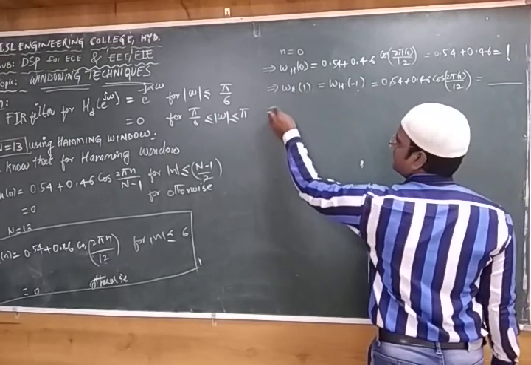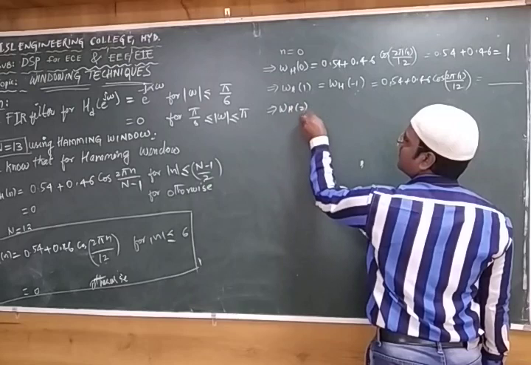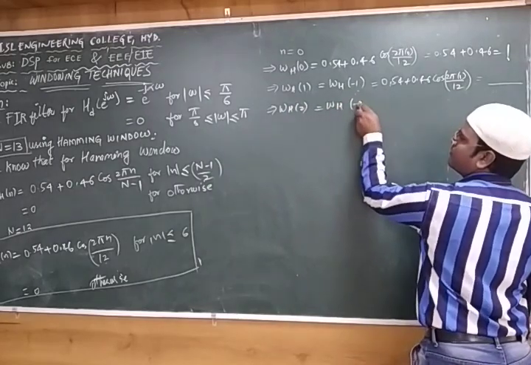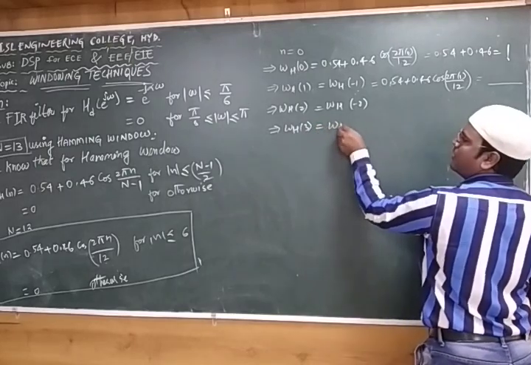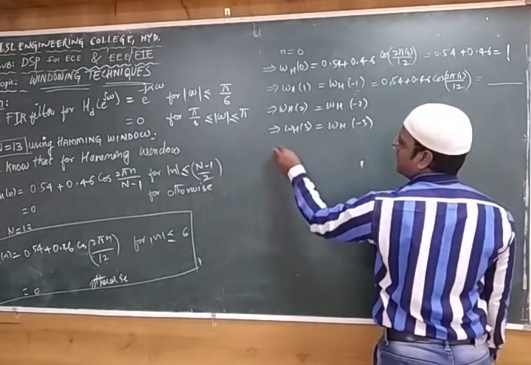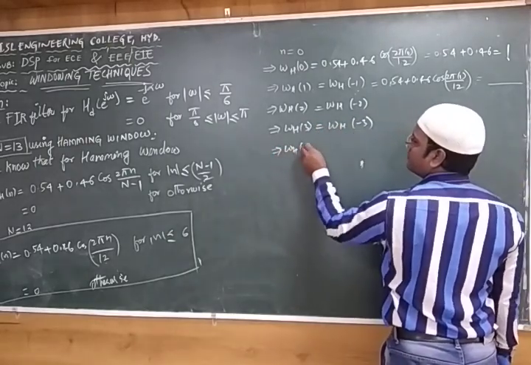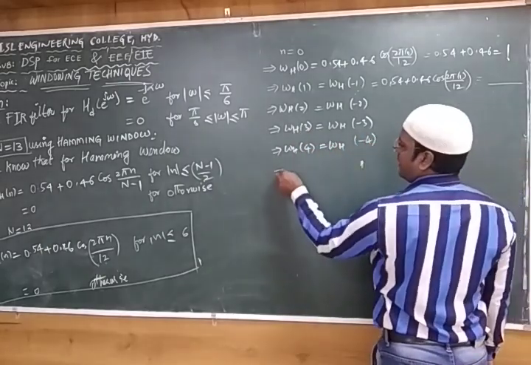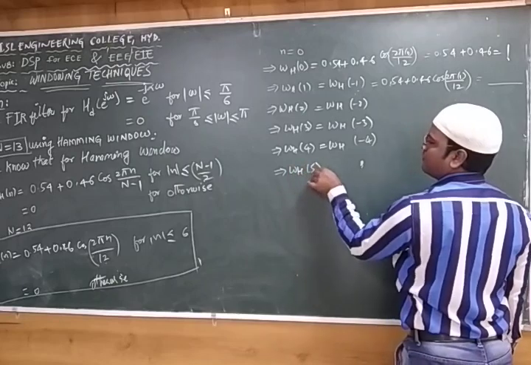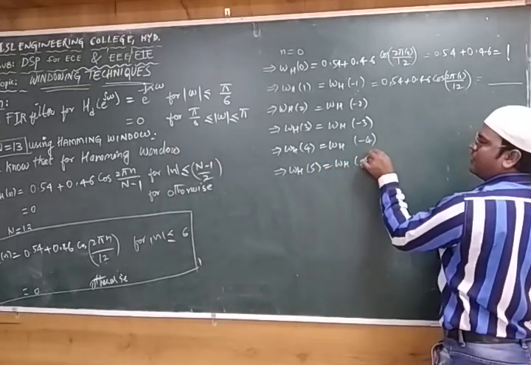Likewise, for the next one what can I write? W h of 2 is equal to W h of minus 2. Similarly, W h of 3 is equal to W h of minus 3. Likewise, we will write all the values for the functions. Whatever values are given for the Hamming window, we will substitute them and find the coefficients.